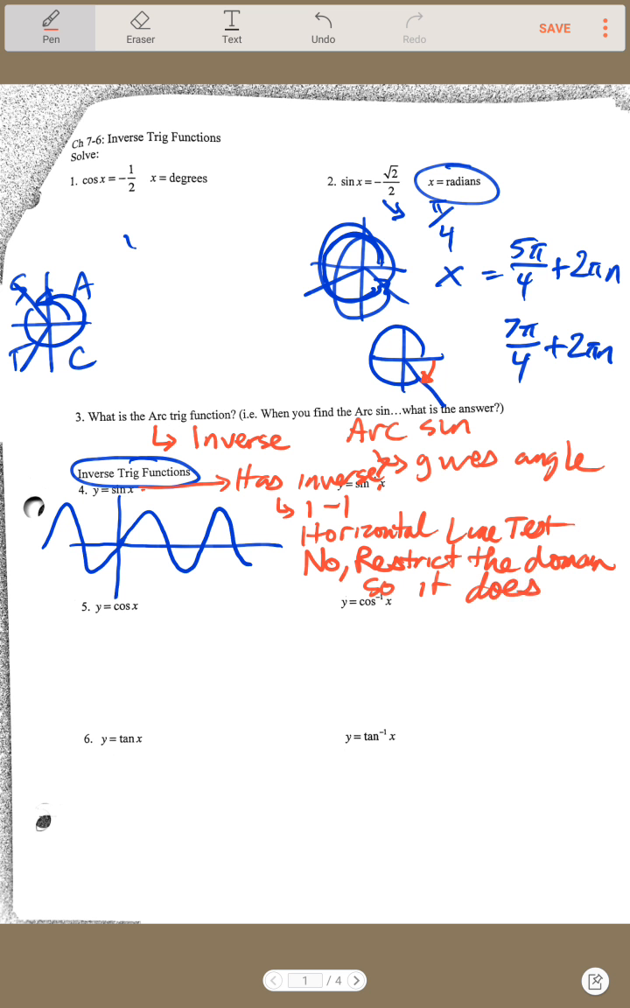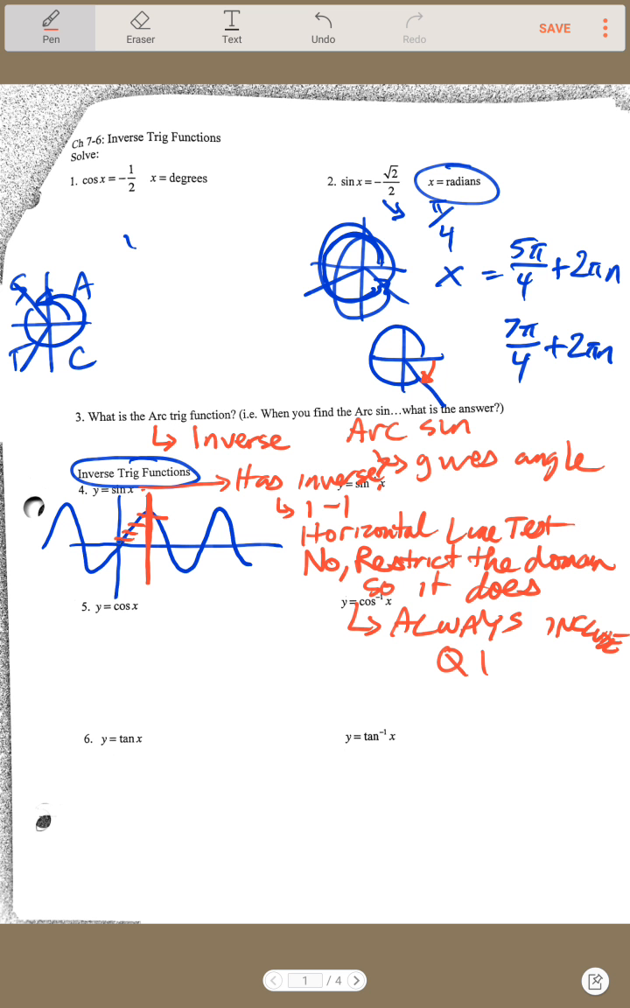So if we try to restrict the domain, we always need to make sure that we include quadrant 1, because that's where we're starting from when we have the 0 radian or 0 degree measure. So if we make sure we pass the horizontal line test, here we pass it, here we pass it, here we pass it, here we pass it, but once we reach this point, you'll notice that the horizontal line test does not work anymore. So therefore at this point is where you need to restrict the domain.